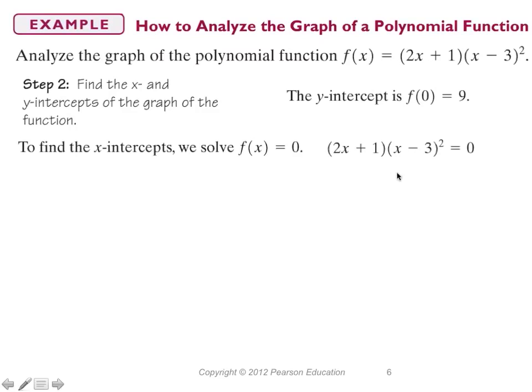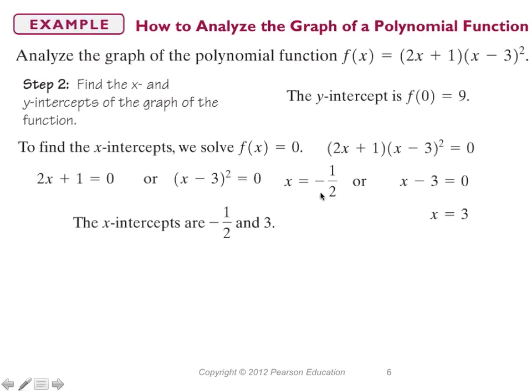So we have 0 equals (2x plus 1) times (x minus 3) squared. And then we use the zero product property and we set each piece equal to 0. So we know that either 2x plus 1 is equal to 0 or (x minus 3) squared has to be equal to 0. And then we just solve each of these. Over here, we're going to get x equals negative 1/2 from this one. We subtract 1 and divide by 2. And over here, we take the square root of both sides, so we get x minus 3 equals 0. And then we get x equals positive 3. So we know that our x-intercepts are going to be at negative 1/2 and 3.